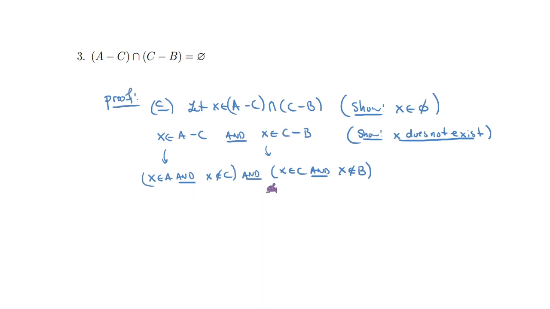And do any of these lead to a contradiction? It's impossible for such an x to exist. Well, look at this. I want an x in A. I want an x in C. I want an x that's not in C. I want an x that is in C, and I want an x that's not in B. Well, these two right here are the problems, right? I cannot have an element that's in C and an element that's not in C. So x is an element of C and x is not an element of C is always going to be false, right? Because these are negations of each other.